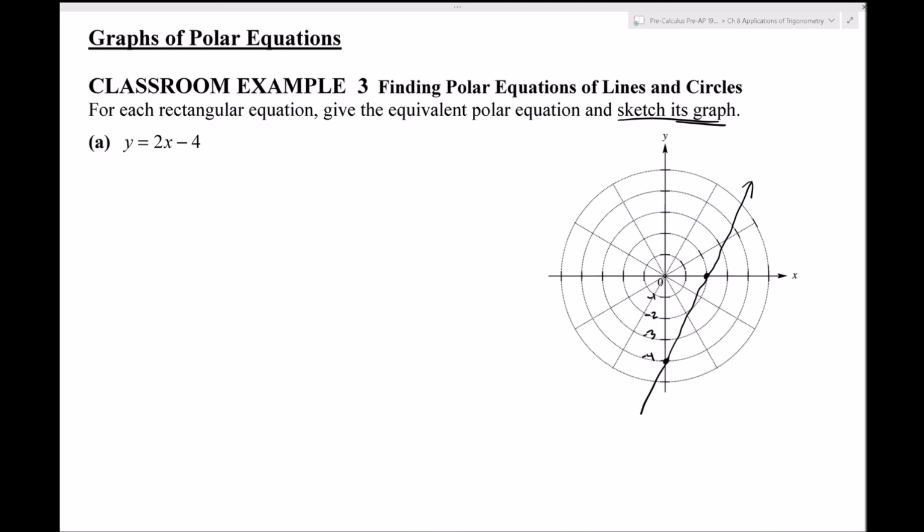That's the equation that we want. This is the same thing as y is equal to 2x minus 4, but we're going to go ahead and give an equivalent expression. It's going to look really ugly too. Straight lines in polar are hideous. So what does that look like, and how do I figure that out?